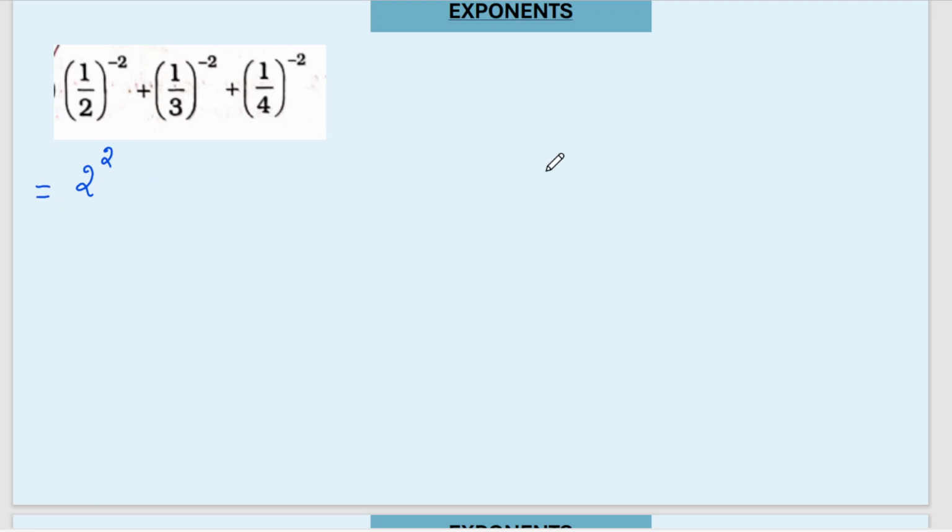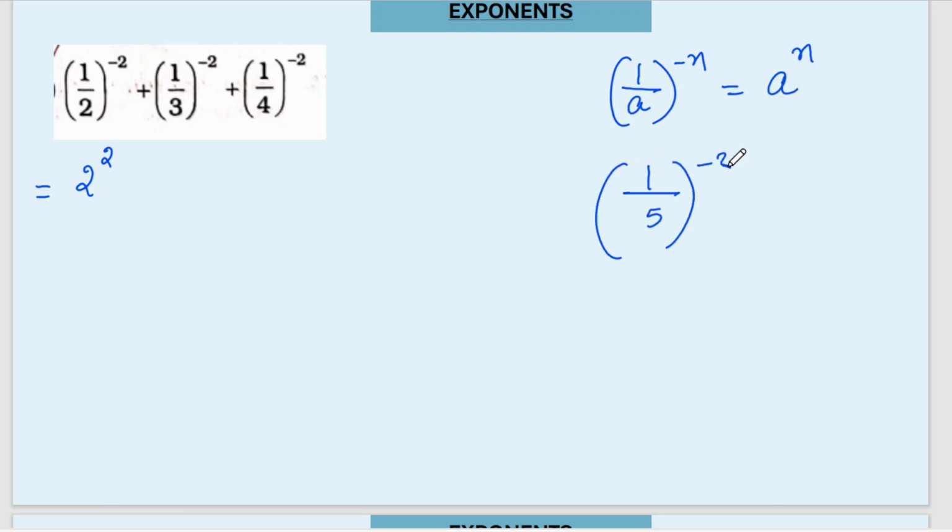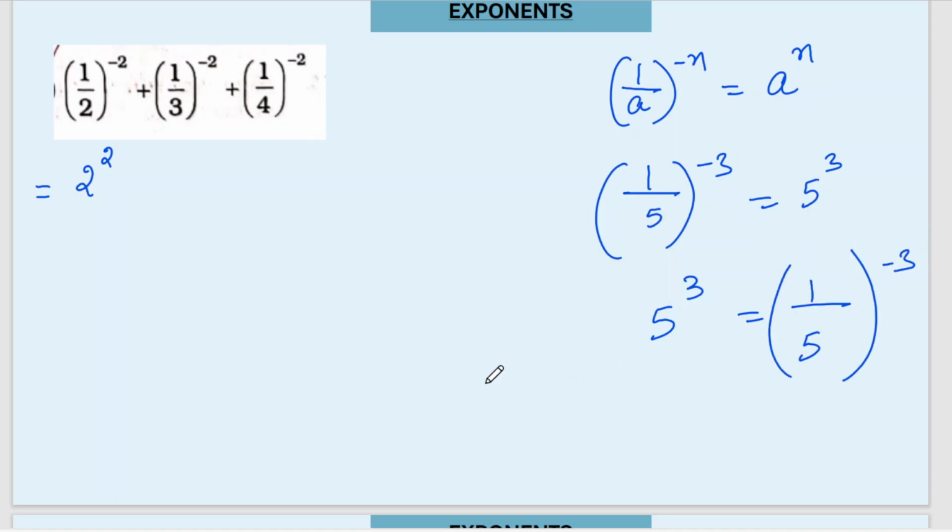We have discussed in the last class also that 1 by a to the power minus n can be written as a to the power n. If you take the example, 1 by 5 to the power minus 3 can be written as 5 to the power 3. And you can write vice versa also. That means 5 to the power 3 can be written as 1 by 5 to the power minus 3. Okay, simple.